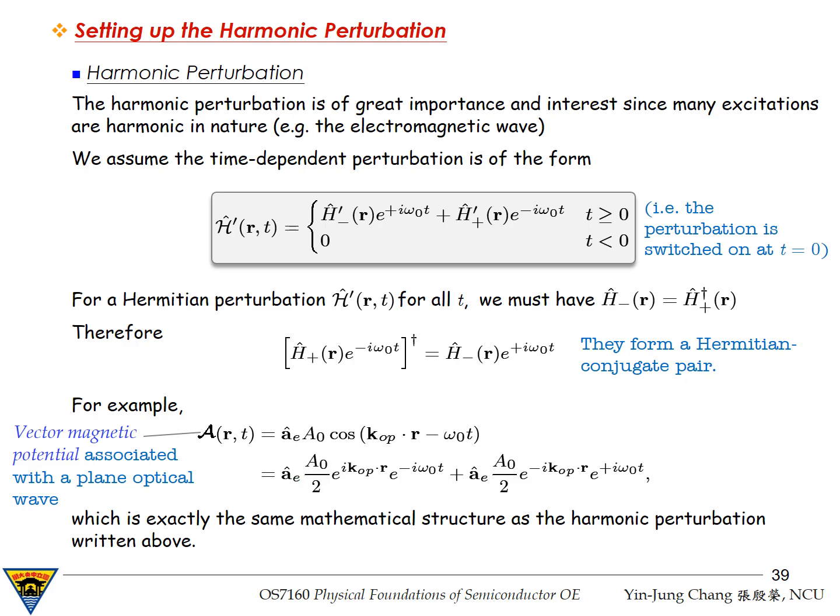So in the general expression for a harmonic perturbation, the subscript plus corresponds to the phase factor with a positive wave vector, whereas the subscript minus corresponds to the phase factor with a negative wave vector.